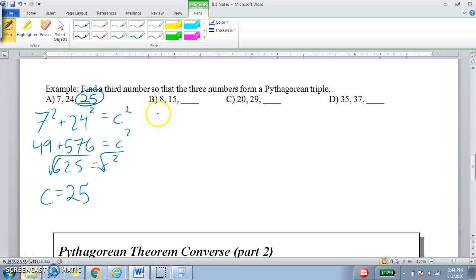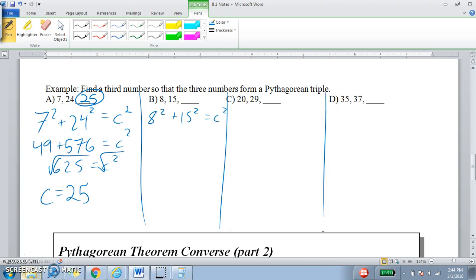All right, 8 and 15. 8 squared plus 15 squared equals c squared. So 64 plus 225 equals c squared. 64 plus 225 is going to give us 289. And when I square root that, I get 17 for the third number.